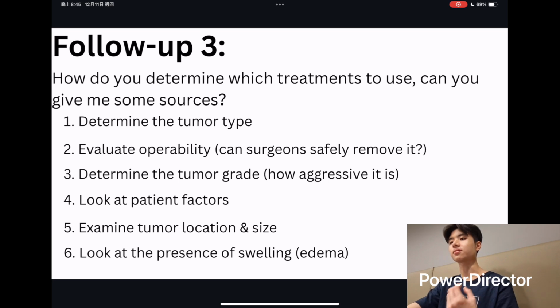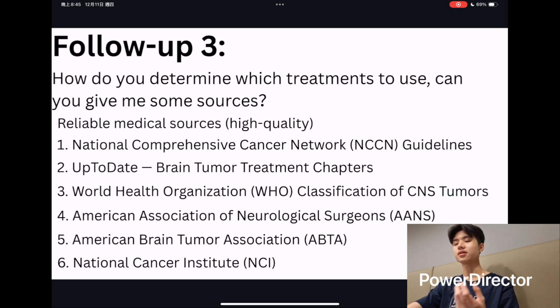But we want some reliable medical sources, so we asked it again, and it replied with 6 reliable medical sources. The first is National Comprehensive Cancer Network (NCCN) guidelines. Number 2 is up-to-date brain tumor treatment chapters. Number 3 is World Health Organization (WHO). Number 4 is American Association of Neurological Surgeons. Number 5 is American Brain Tumor Association. Number 6 is National Cancer Institute (NCI).